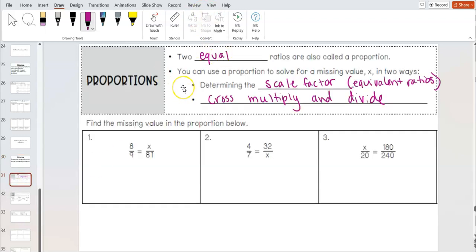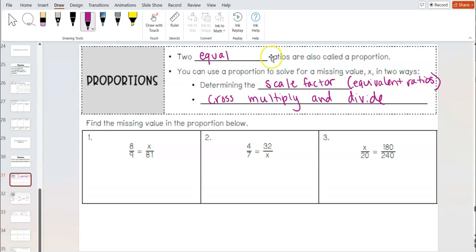All right, for your notes, you're going to add on that two equal ratios are called a proportion. You can use these proportions to solve for a missing value. We're going to refer to that as x. Remember, the letter x is just a placeholder. It's very similar to a box. It's just representing something we don't know.